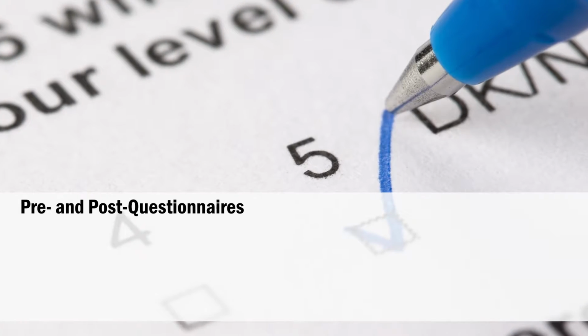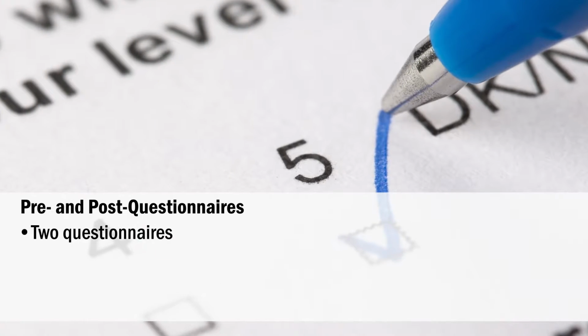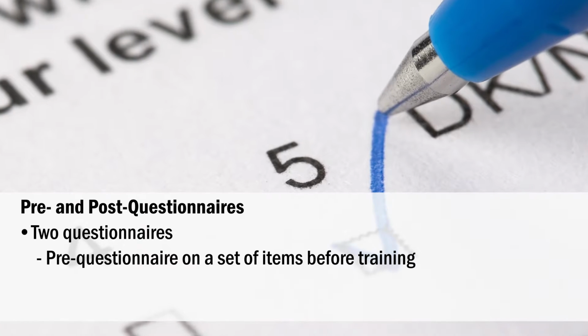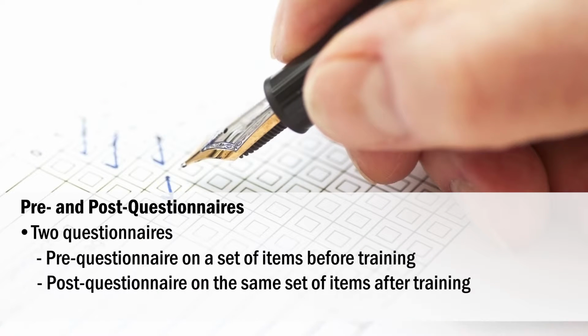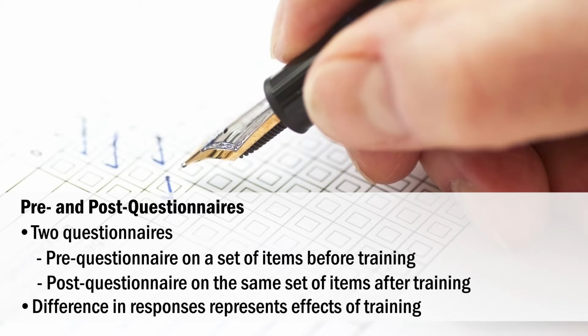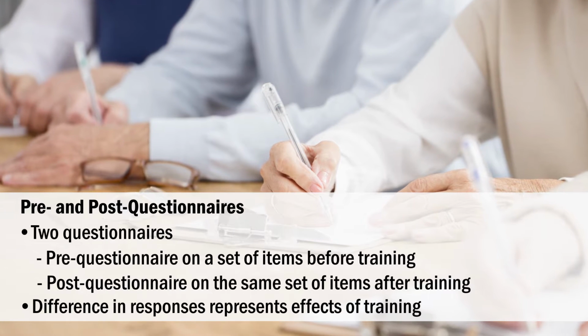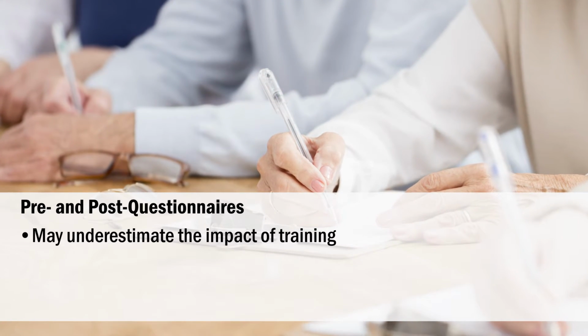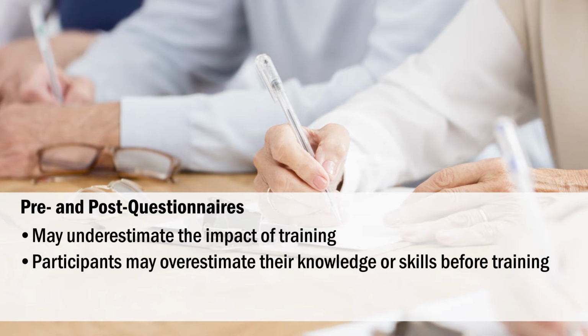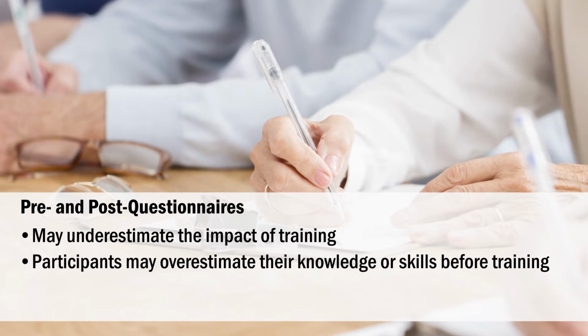First, let's consider pre- and post questionnaires. Traditionally, participants complete a pre-questionnaire on a set of items before training and then complete a post-questionnaire on the same set of items using the same rating scale at the end of the training. The underlying idea is that any improvement between the pre- and post-questionnaires represents the effects of the training. However, research has shown that this method may underestimate the impact of training. Participants frequently overestimate their knowledge or skills on the pre-assessment.